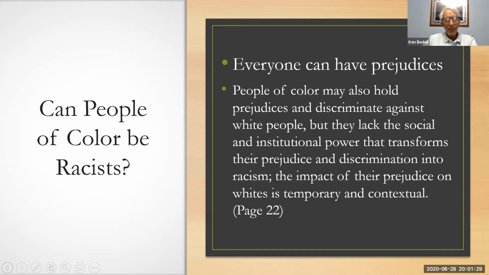She has two statements. I'll bring both of these up. She says, people of color may also hold prejudices and discrimination against white people, but they lack the social and institutional power that transforms their prejudice and discrimination into racism. The impact of their prejudice on whites is temporary and contextual.